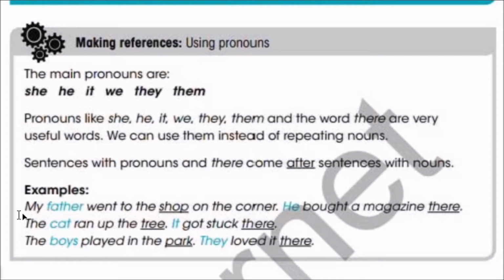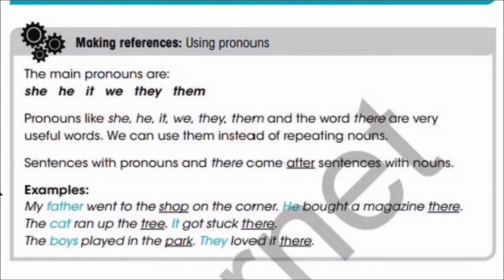Let's take another example. The cat ran up the tree. It got stuck there. As you can see, we use the pronoun it to replace cat, and we use there to replace tree. And as we said, the sentence with the pronoun always comes after the sentence with the noun to be replaced.